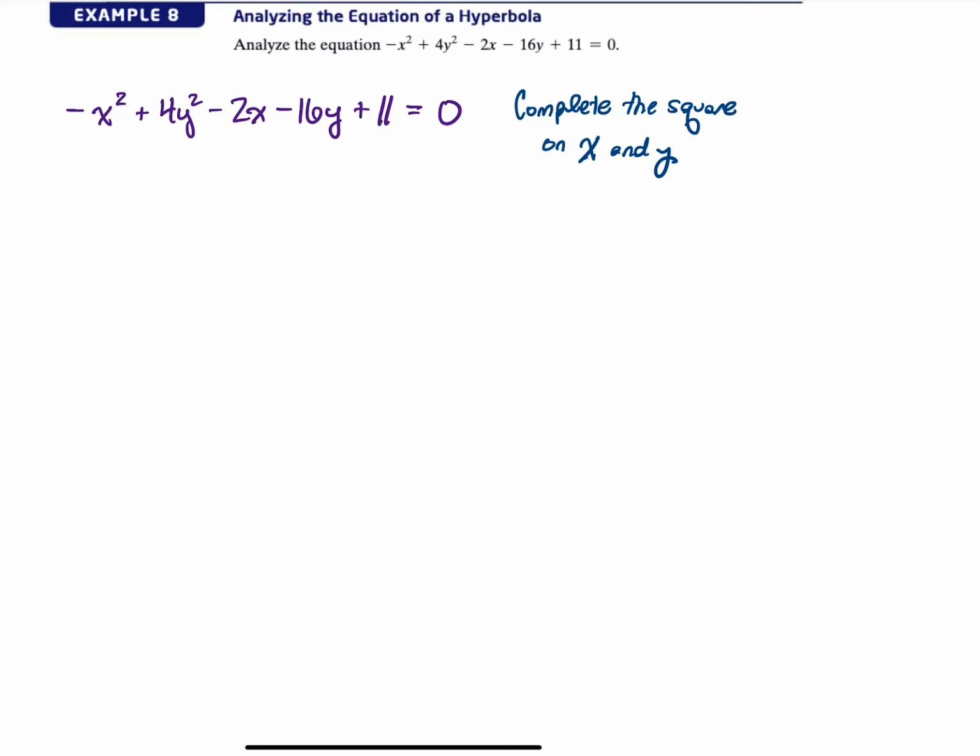So let's first group the x terms together. That would give me negative x squared minus 2x plus 4y squared minus 16y. I'm going to move that 11 over to the other side, so it'll show up as negative 11. Now if you recall from last time, if we have some number in front of our squared terms, we need to factor that out of our expression. Meaning, I'm going to take that negative out and I'll have x squared plus 2x. And I'm going to take this 4 out and that will give me y squared minus 4y.